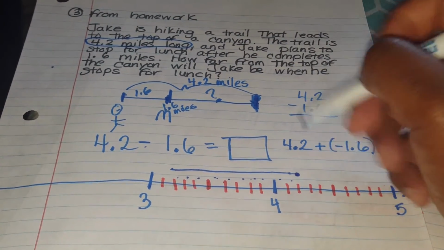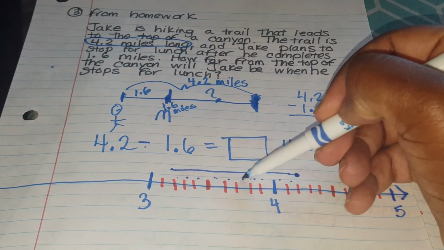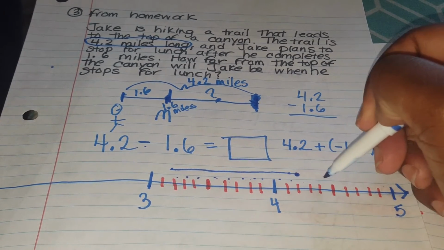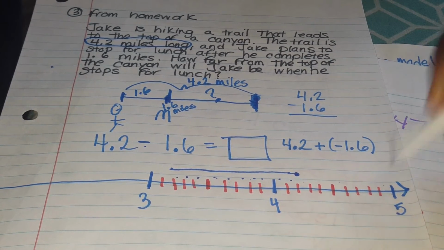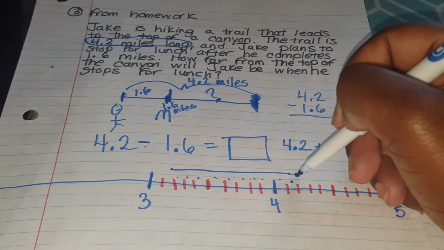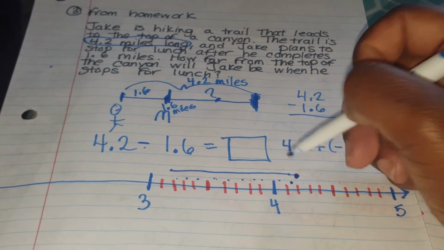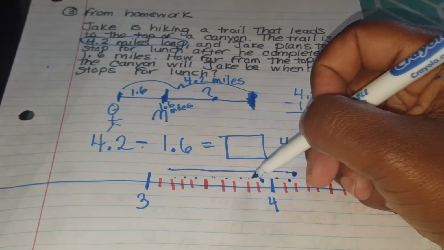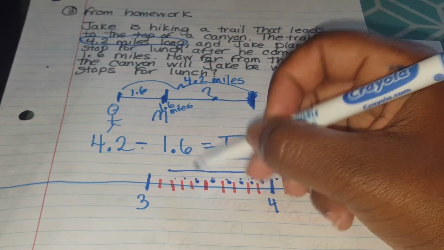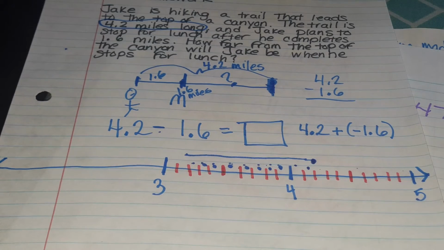I don't know why. Let me double check. This is 1, 2, 3, 4, 5, 6, 7, 8, 9, 10 tenths. Okay, so I must have counted wrong. Let me double check myself. So this is 4 and 2 tenths. 4.1, 4.2. So 1, 2, 3, 4, 5, 6, 7, 8, 9, 10. That's right. I just had a miscount there.